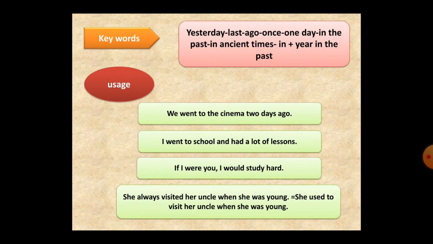She always visited her uncle when she was young. That's the past habit, and that's so important. We can use used to plus an infinitive to talk about past habits, but we can use the second form directly or an adverb of frequency followed by the second form.